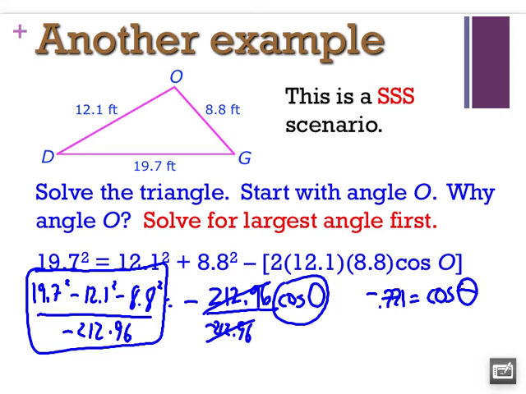Question, Mary? Why can you subtract the square terms from each other? Because they're on the other side, and this is an addition. So undo addition by subtraction. Say again. Like, you did 19.7 squared minus 12.1 squared minus 8.8 squared. How did you get rid of the equal sign? I didn't, the equal sign is right there. I just moved it to the other side.